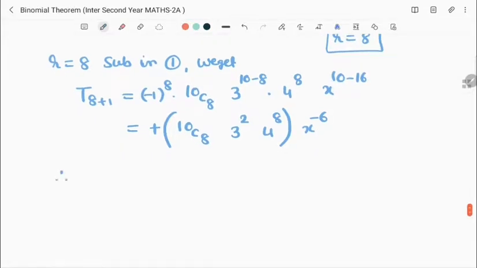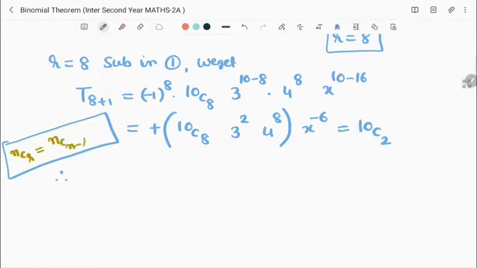Therefore, 10C8 can also be written as 10C2. Why, sir? Here in binomial and in permutations and combinations, we have the property nCr is equal to nC(n minus r). By using that, 10C8 becomes 10C2, that is 10C(10 minus 8). I hope everyone understands.